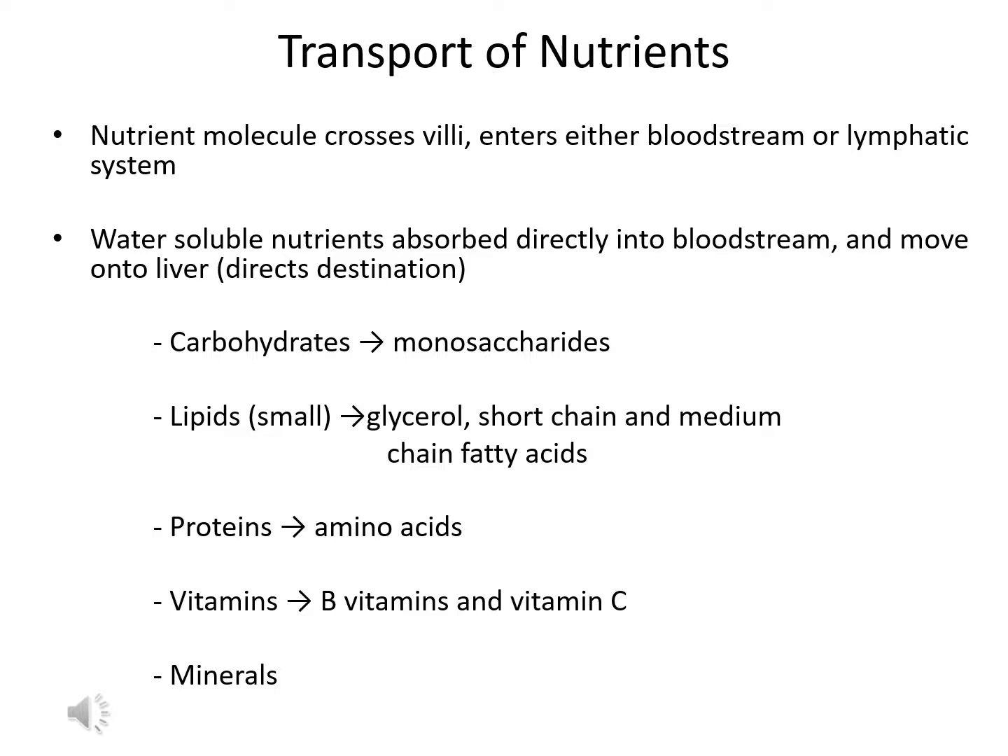Well, they include, first of all, carbohydrates, specifically carbohydrates that have been broken down into monosaccharides. Then lipids, or very small lipids, or very small fats. These would include glycerol as well as short chain and medium chain fatty acids. Then proteins, broken down to amino acids, can enter directly into the bloodstream, as well as the vitamins, which are categorized as being B vitamins as well as vitamin C. Minerals are another category that can be directly sent into the bloodstream for distribution.